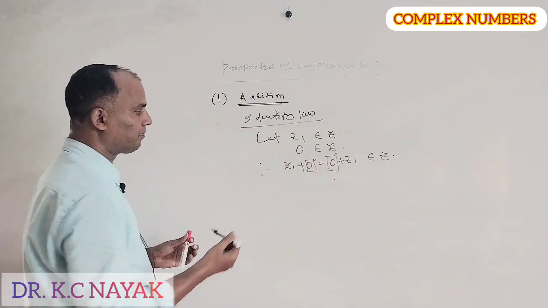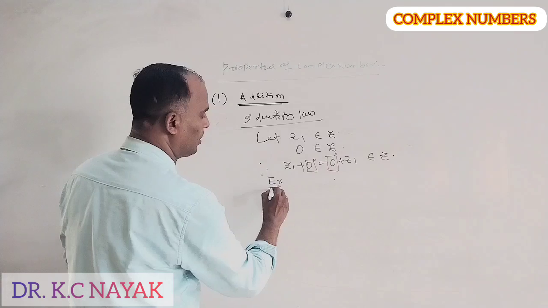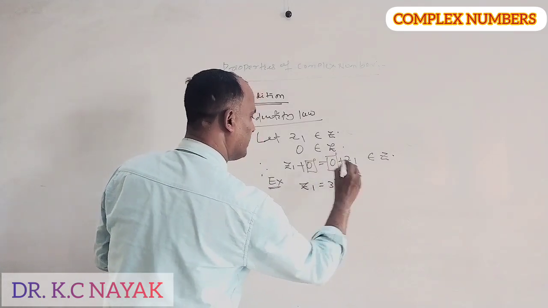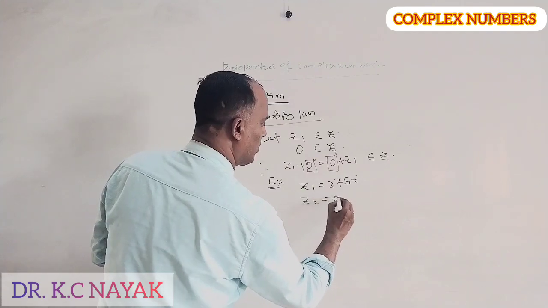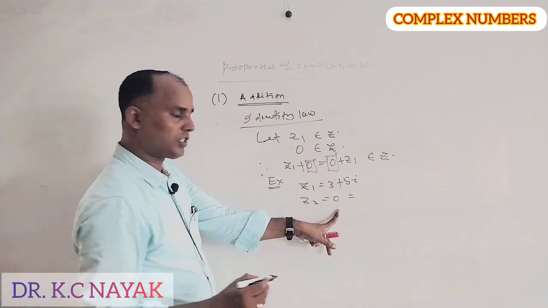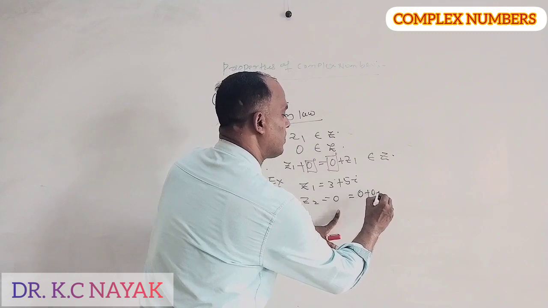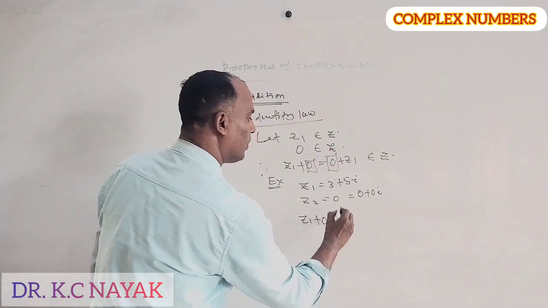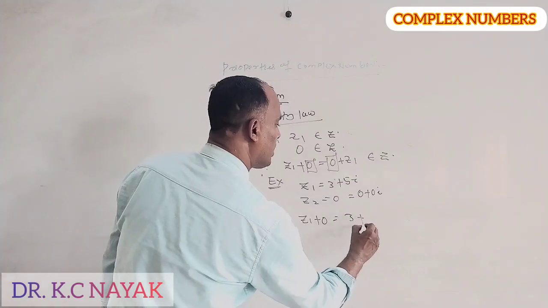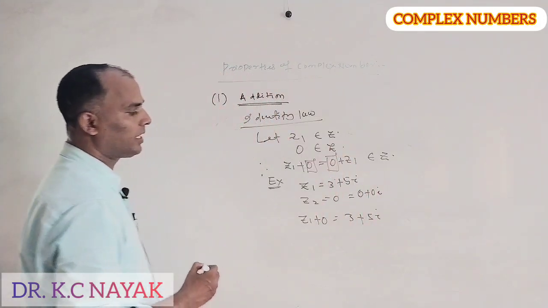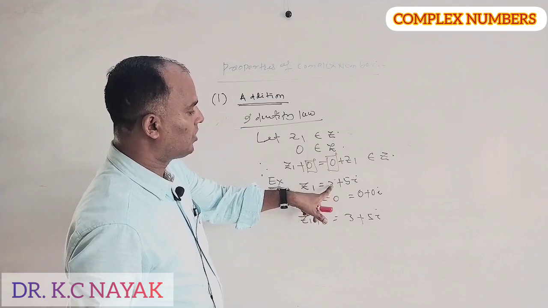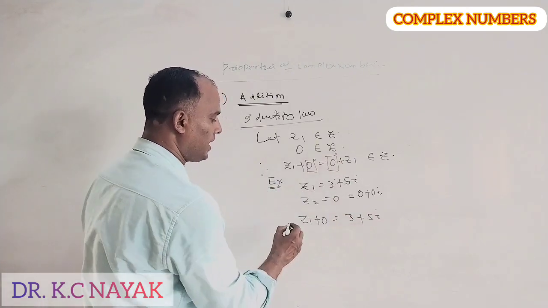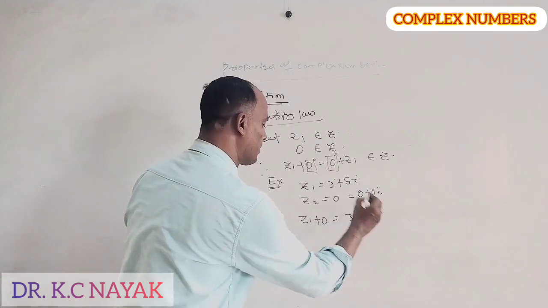For example, suppose Z1 is equal to 3 plus 5i and Z2 is equal to 0. Now we convert 0 into a complex number, 0 plus 0i. That means Z1 plus 0 is equal to 3 plus 5i. How? 3 plus 0 is 3, and 5 plus 0 is 5. That is, Z1 plus 0 is equal to 3 plus 5i.